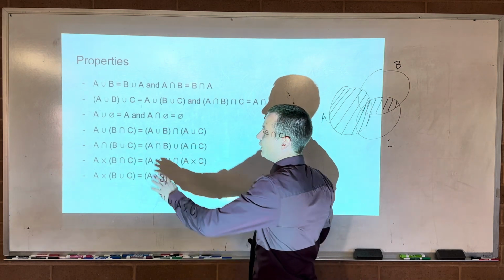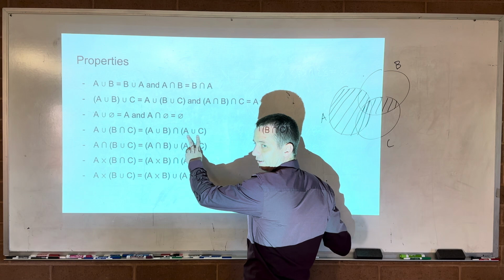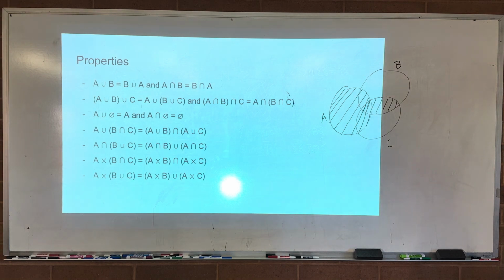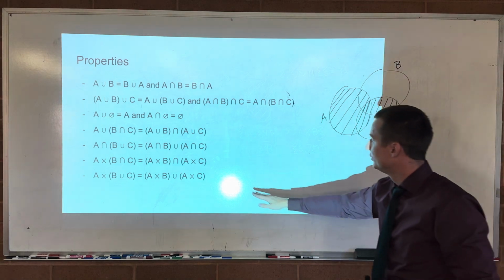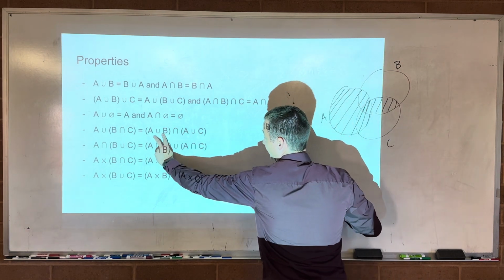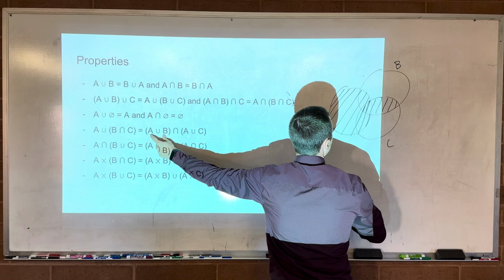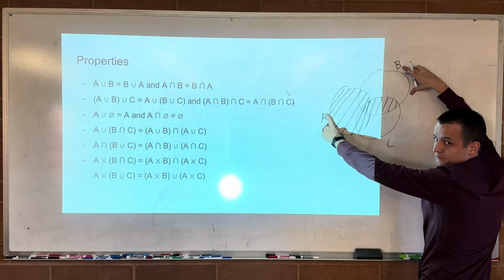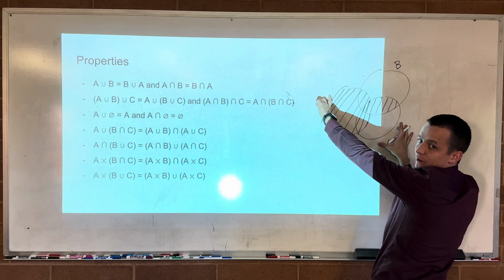Now let's look at these two. We're looking at A intersect B union together with A intersect C. Hold on. What did I do wrong? Do I have that right? Yes, I do. Okay, sorry. I kept looking down. A union B, that's everything that's in A or B. And A union C is everything that's in A or C.